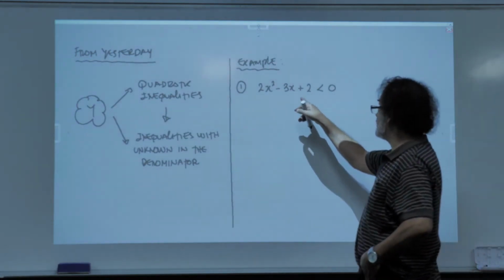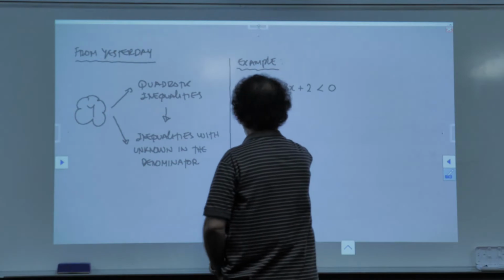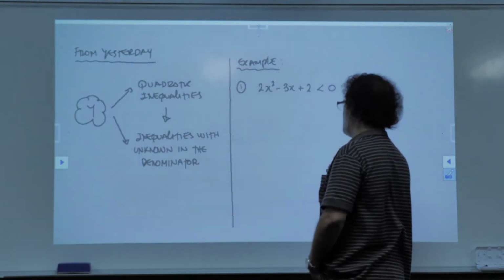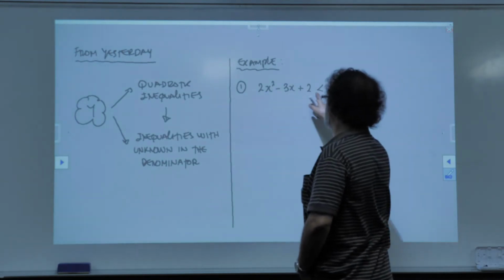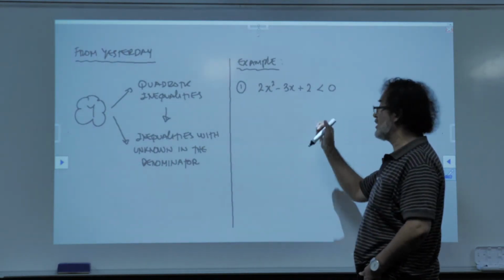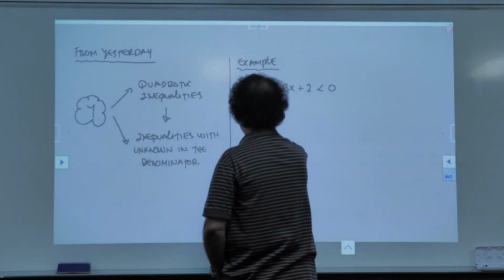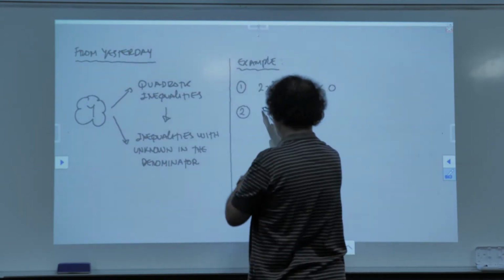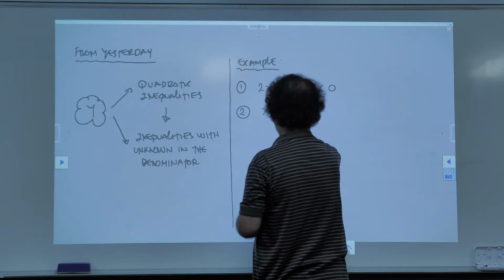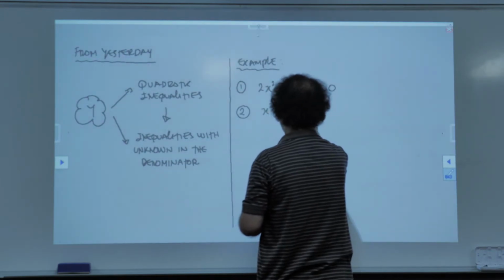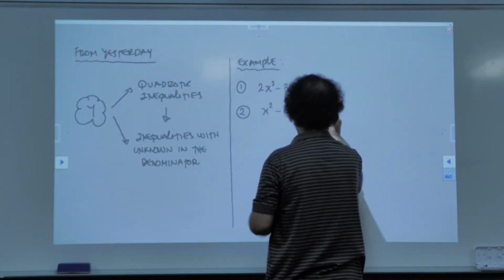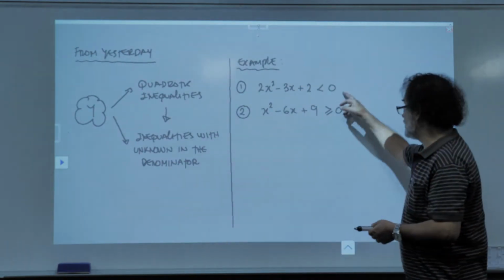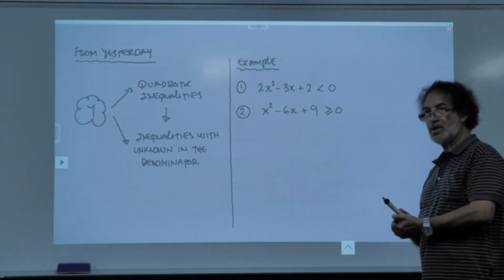I'm going to copy something that we can factorize. I'm doing a random question, just to show you what we did yesterday. Yesterday we solved expressions like this. We solved non-monic and monic. So we have x squared minus 6x plus 9 greater than or equal to 0. So we do monic and non-monic.